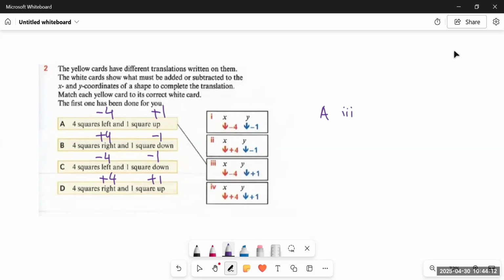Because it's minus 4 plus 1, then plus 4 minus 1 is 2. Then comes minus 4 minus 1, which is number 1. And plus 4 plus 1 is the last one. So D is number 4. You see how easy it is. Without even looking at the answers, we can solve this question very easily.